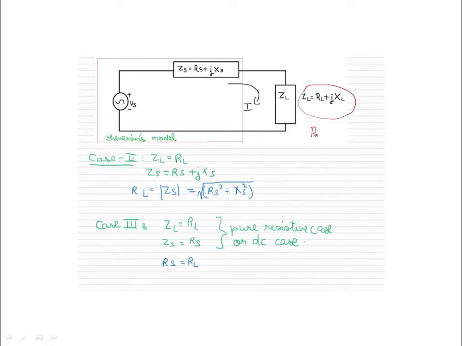So the second case is that if the load impedance is fully resistive, then it is equal to the magnitude of the source impedance, which is under root of RS square plus X square. Now the third case, when ZL is resistive and ZS is also resistive. Pure resistive case means DC case. Then it's simple, RS should be equal to RL for maximum power transfer.